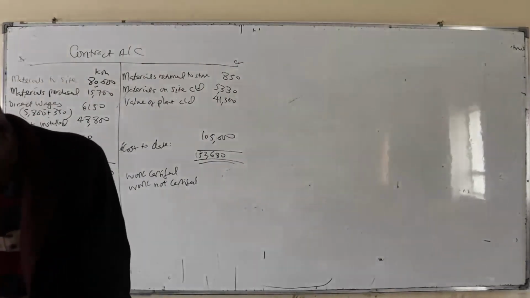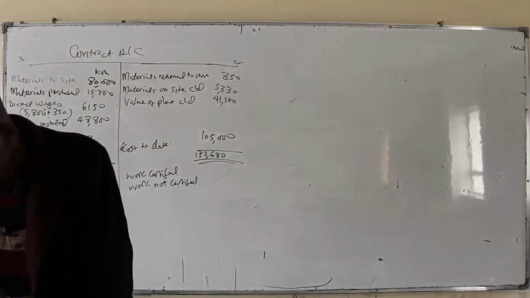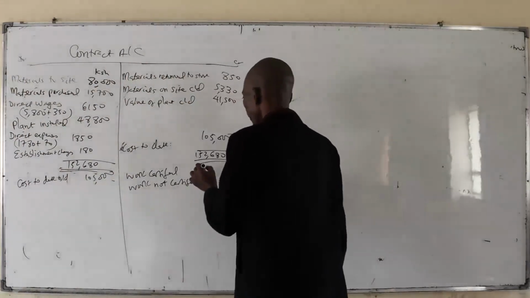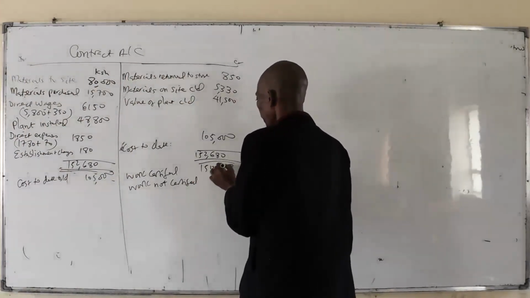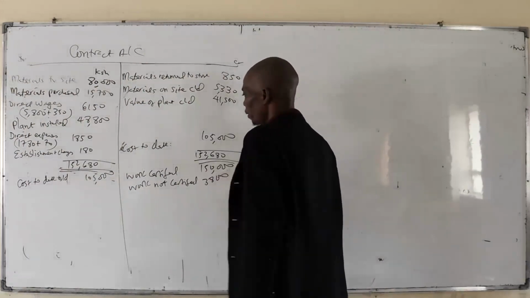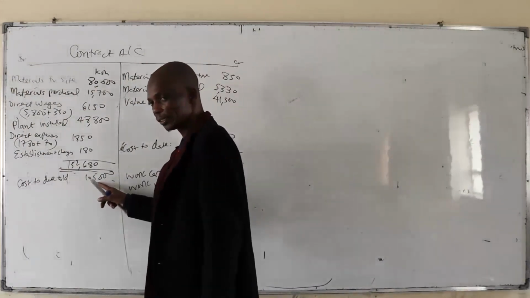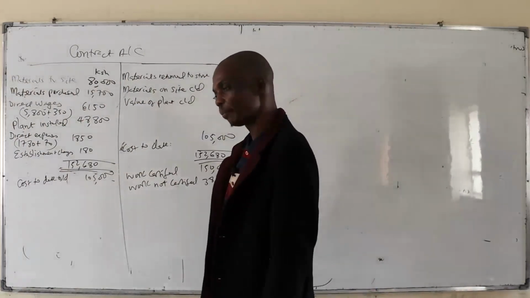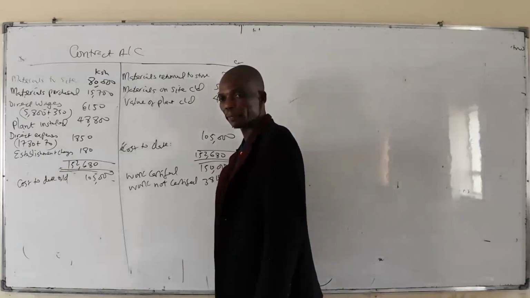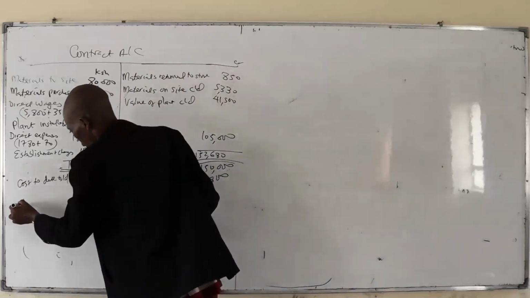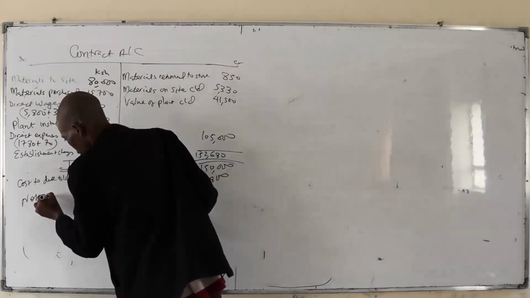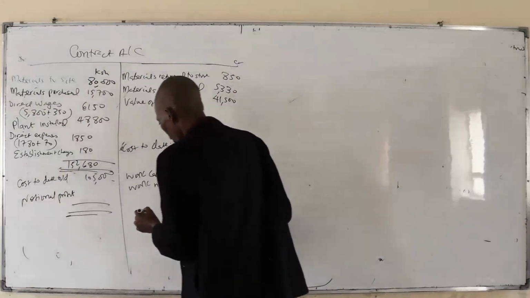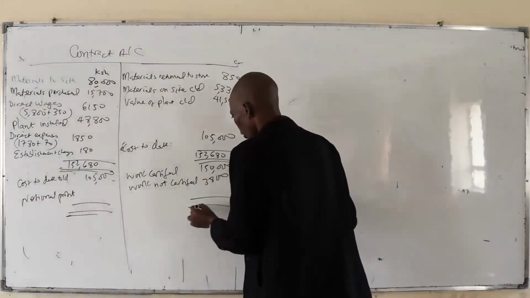We have work certified, which is 150,000, and the other one is 3,800. Now, comparison of cost to date and the work done, which are two, will give you the estimated profit for that period. That estimated profit is referred to as notional profit.